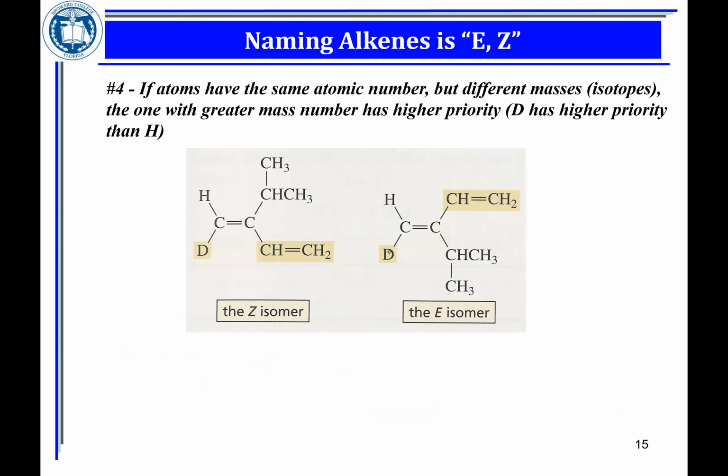Between hydrogen and deuterium, which one takes the priority? Hydrogen is atomic mass 1, deuterium is atomic mass 2. That's why D takes the priority. Between the C attached to CH here, this carbon has a double bond versus a single bond, and the double bond takes the priority.